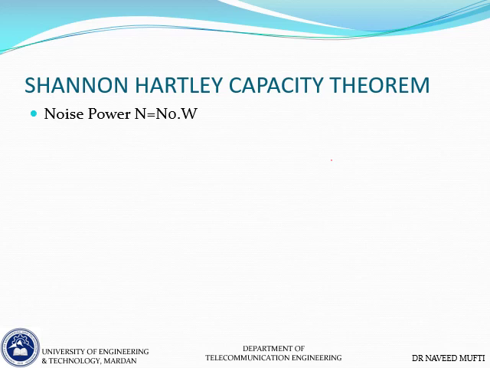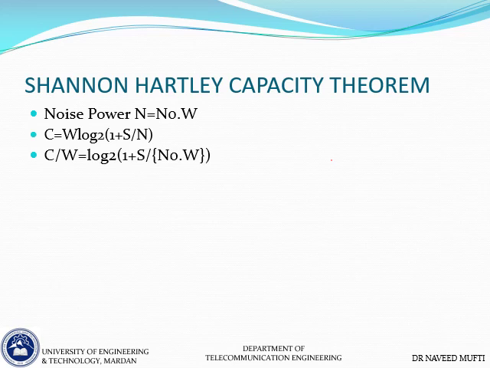We can express noise power N as the product of the noise power spectral density and the noise bandwidth. So if you want to know power, you multiply the power spectral density by the spectral bandwidth, so you get the power. This is the expression for noise power. In the Shannon Hartley capacity theorem's equation, we can replace N by the expression that we just mentioned above.